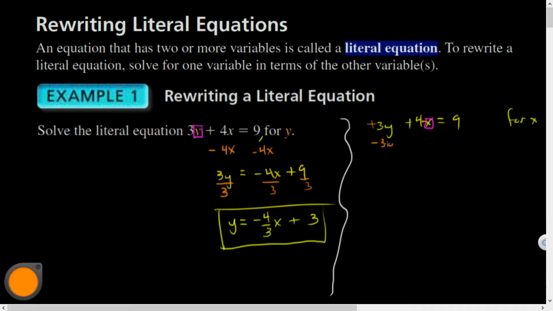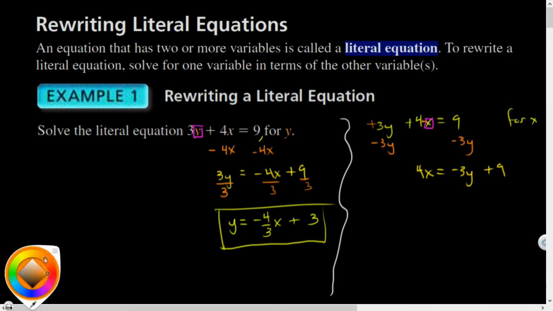Minus 3y from both sides. I like this. So 4x equals, now I can't combine those. I think you guys would agree. So I'm going to just write minus 3y plus 9. And now what could I do to get x by itself?